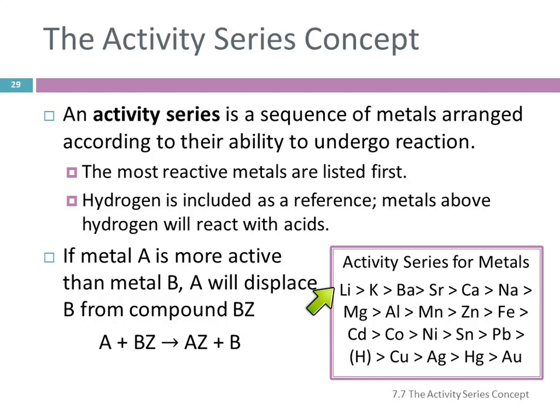Lithium is the most active, then potassium, barium, strontium, etc., with gold being the least reactive in this list. This list does not include all of the metals. And the way we use this list is if metal A is more active than metal B, then A will displace B from a compound.